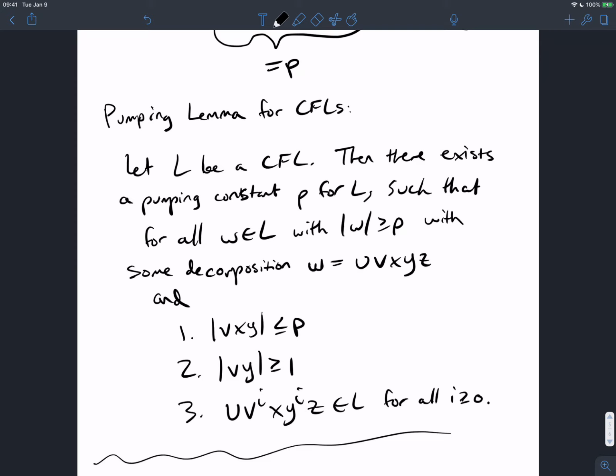Technically, you're right, but we're just going to allow the case that U is empty anyway. And Z is empty? Possibly, yeah. You're technically right, but it's easier to argue when you allow that possibility. Other questions?